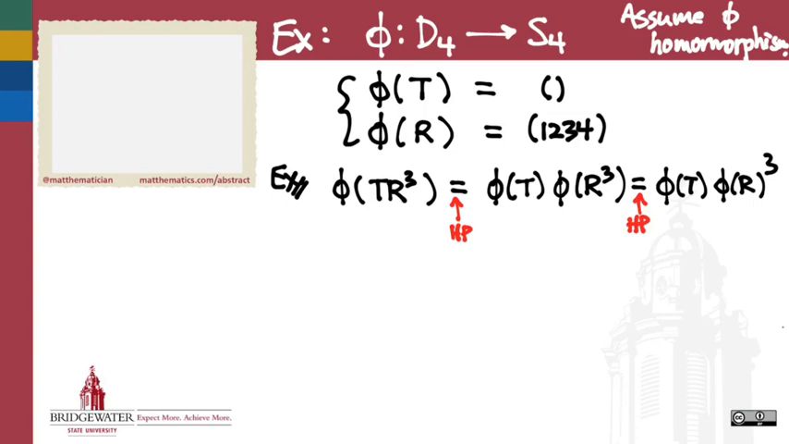Okay, and now that we know what phi of t and phi of r are by our definition, phi of t is the identity, phi of r is the 4-cycle (1 2 3 4) raised to the third power.